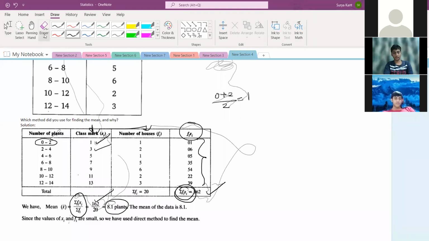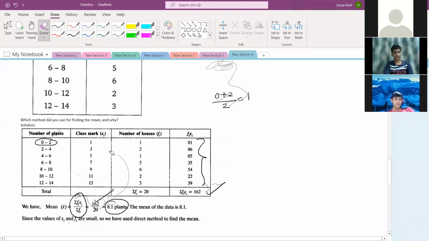Anyone having doubt in this method? No, sir. You can find it easily by the direct method.